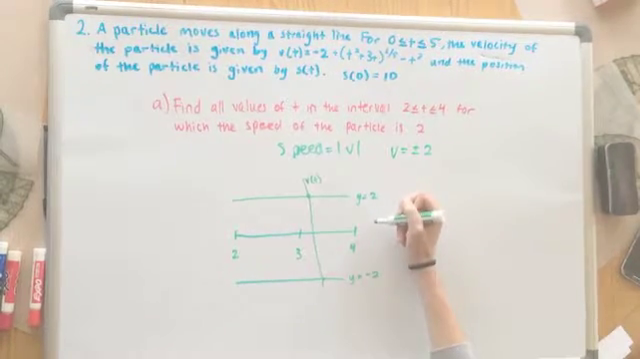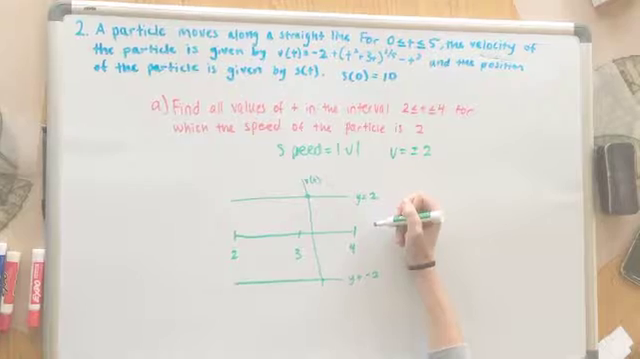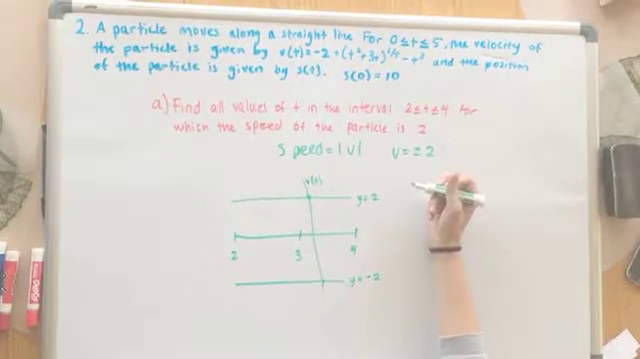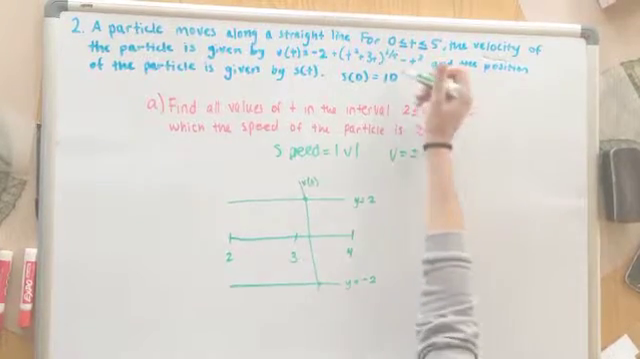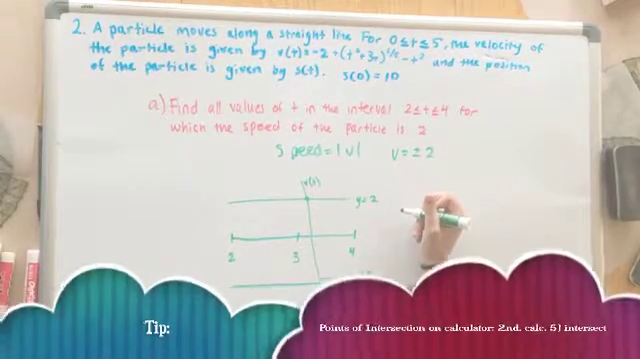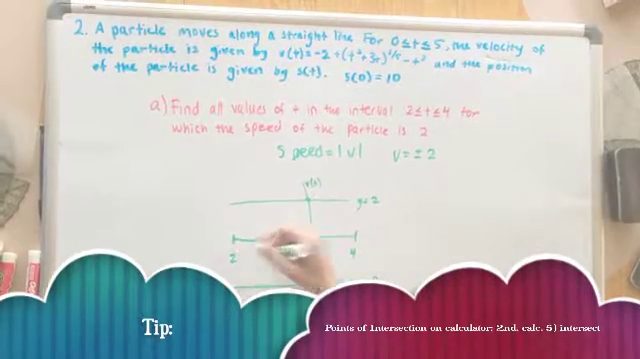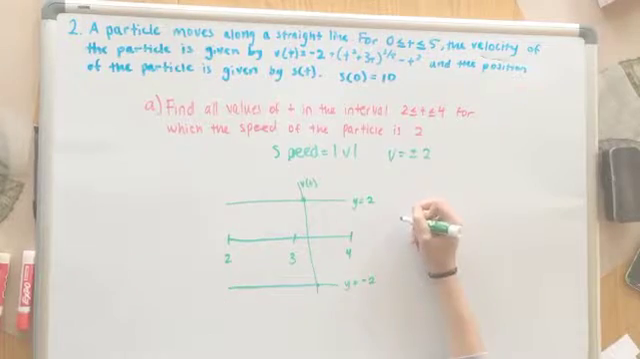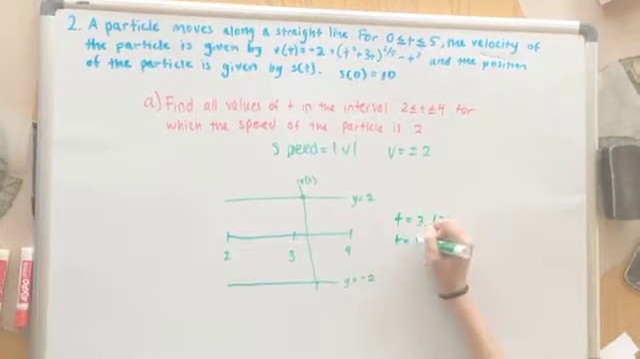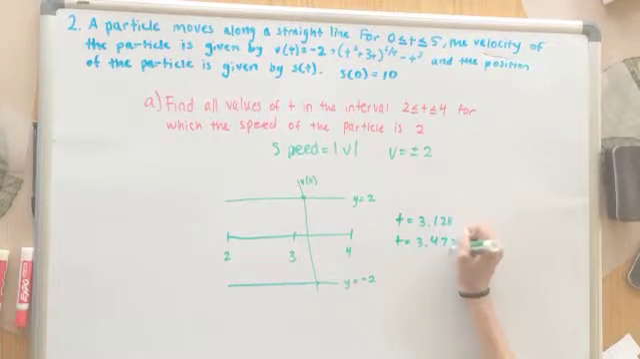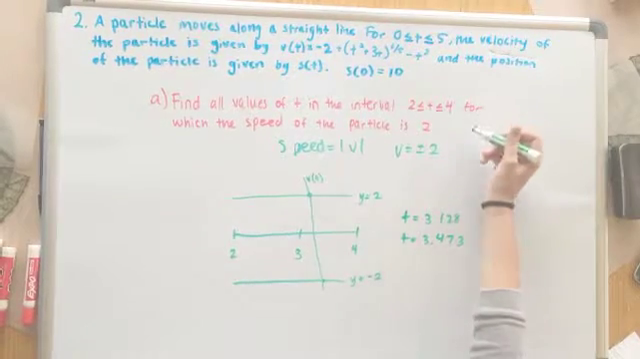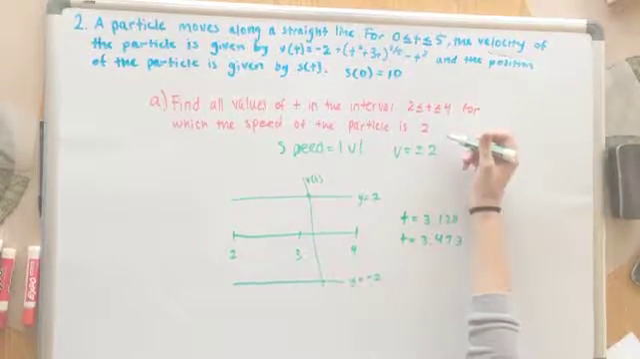So this here is a quick sketch of the graph from my graphing calculator, and basically what I did to find the values of t was plot the velocity function from up here and y equals plus or minus 2, and find where the points of intersection were between the interval 2 and 4. So when you do this, you get the two values t equals 3.128 and t equals 3.473. And this is where the speed of the particle is 2 on the interval 2 to 4.